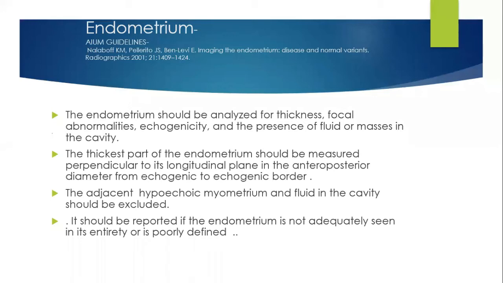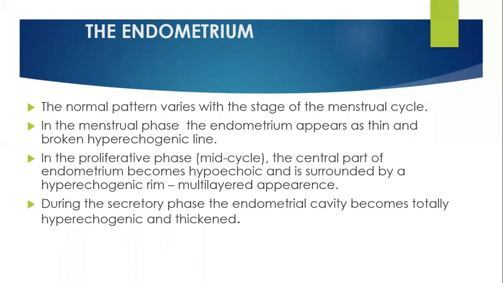We have to take the measurement of the endometrium in the mid-sagittal section, where the complete endometrium is visible to us from the fundus till the cervix. And then we have to measure the thickest portion. The adjacent hypoechoic myometrium and the fluid in the cavity are to be excluded. It should be reported if the endometrium is not seen. We must write that the endometrium was not visible clearly, so endometrium measurement could not be done.